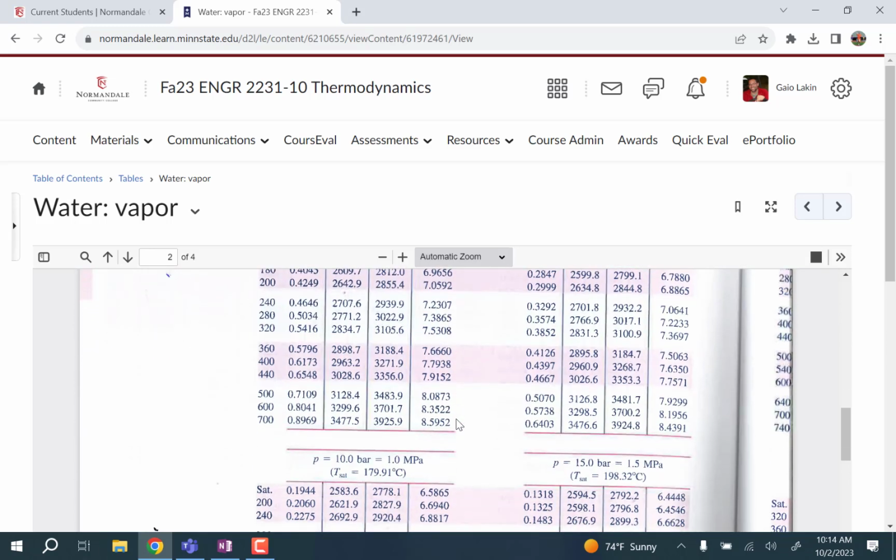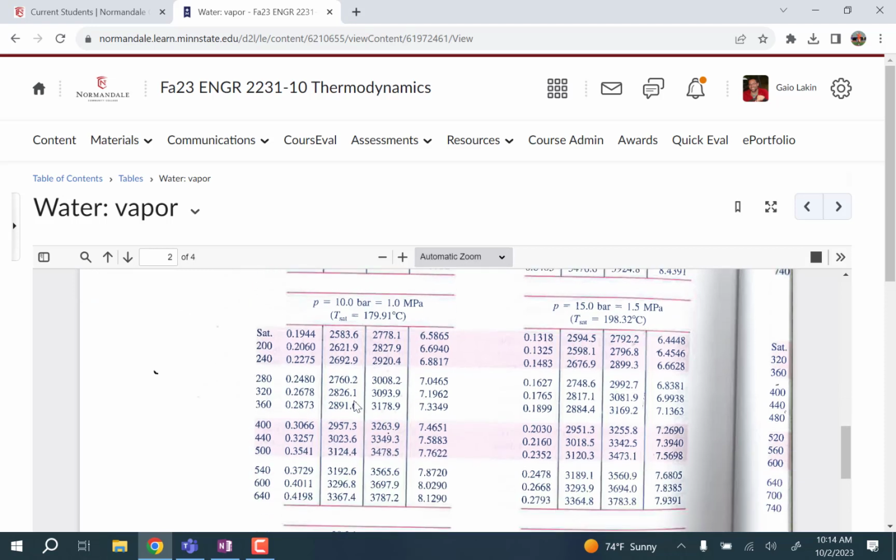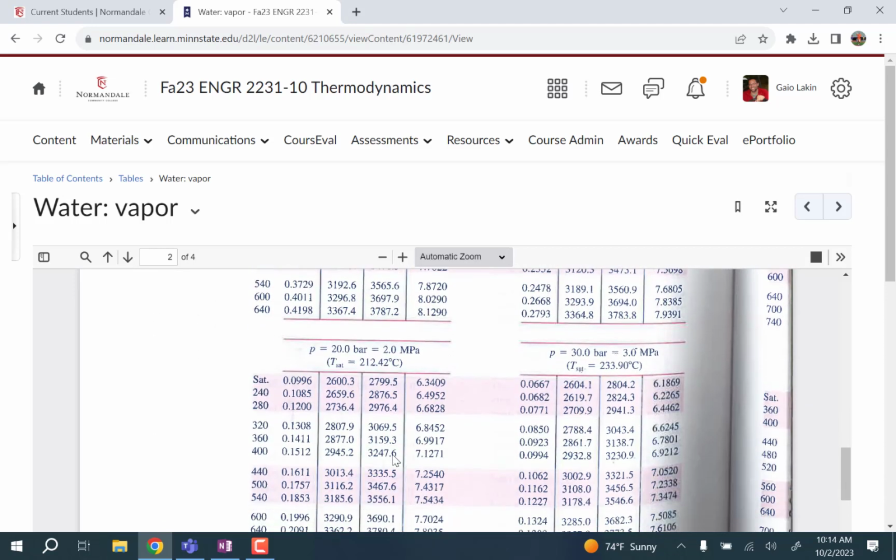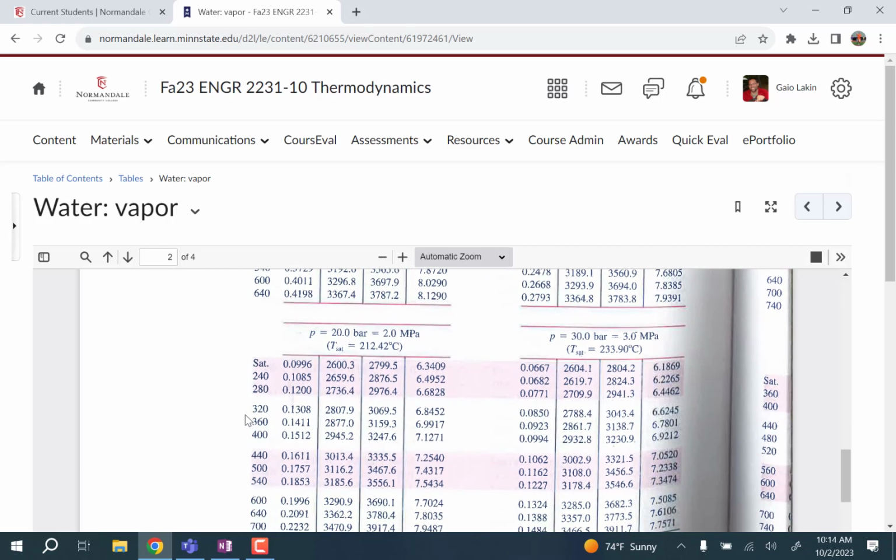$31.49. As the pressure goes up, you can see these enthalpy values going down a little bit. 360, 31.49, 38. Okay, so it's in between. So at 360 degrees Celsius, we're looking for 31.49. It's in between a pressure of 2 megapascals and 3 megapascals. Okay, see that? Okay, so how would you get it exactly?